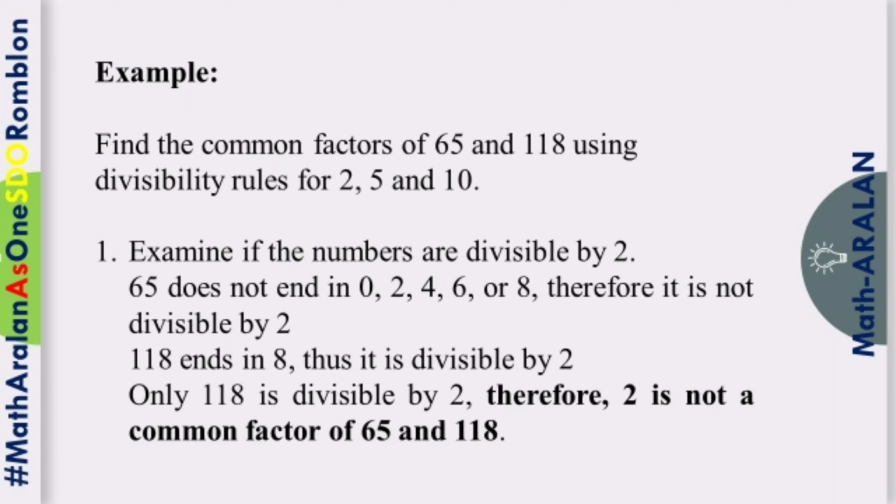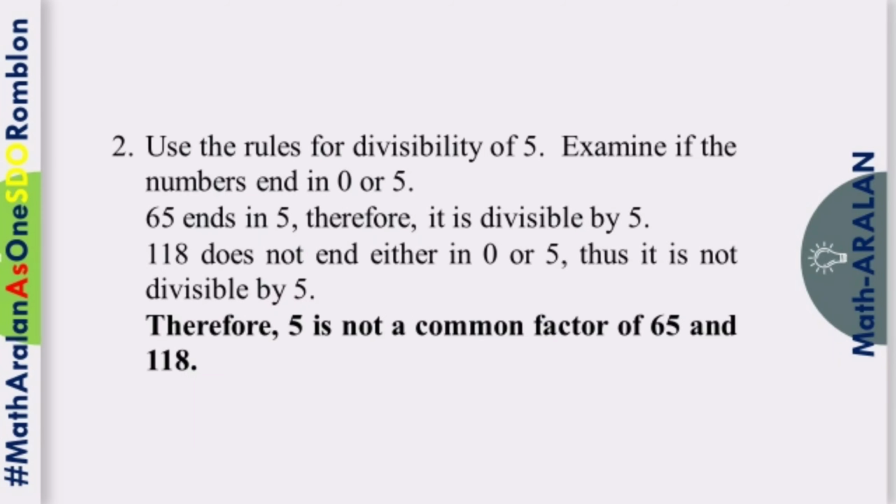Find the common factors of 65 and 118 using divisibility rules for 2, 5, and 10. First, you have to examine if the numbers are divisible by 2. 65 does not end in 0, 2, 4, 6, or 8. Therefore, it is not divisible by 2. 118 ends in 8. Therefore, it is divisible by 2. Only 118 is divisible by 2. Therefore, 2 is not a common factor of 65 and 118.